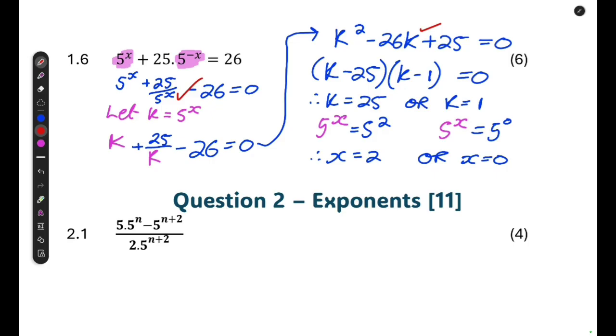So the next mark would be for the trinomial, and then there's 2 marks for getting the actual answers for x, and then they would just give a random other mark if everything was correct. So let's say the other mark would be there for replacing it with k, or then if you didn't want to, for just writing it in a legible way with 5 to the power x in the place of k.